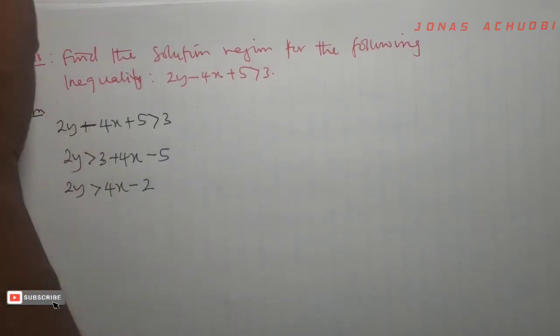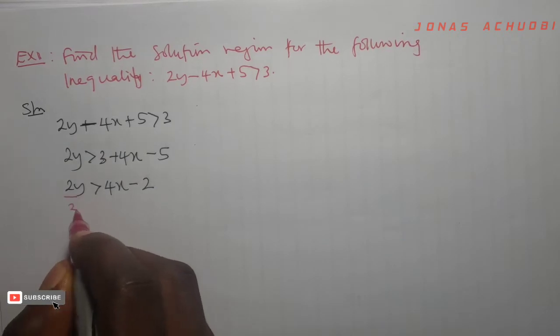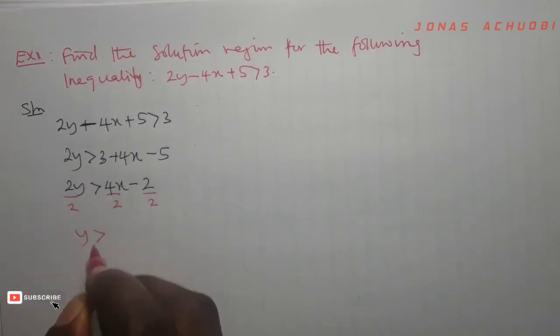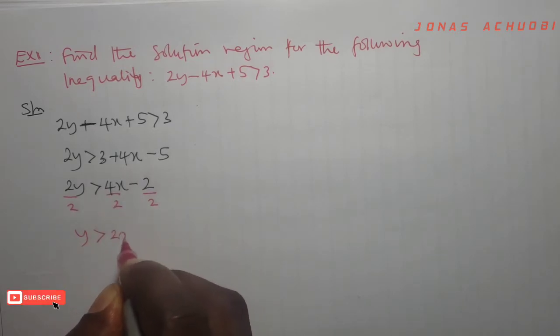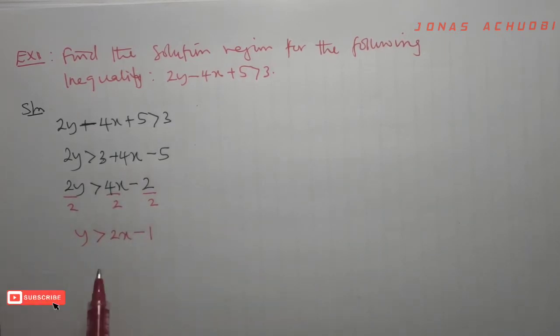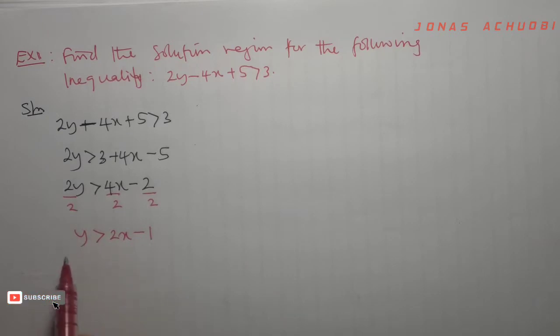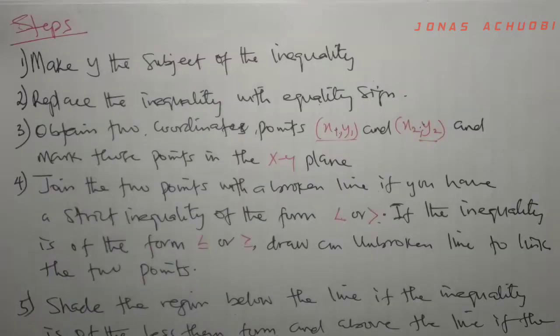We want to make y the subject. So we'll divide all through by 2. If we do that, we'll have that y is greater than 4 divided by 2 is 2x minus 1. So we have just made y the subject of the inequality. So y is greater than 2x minus 1. Y now stands alone, just on its own. Hence, it has been made the subject of the inequality.